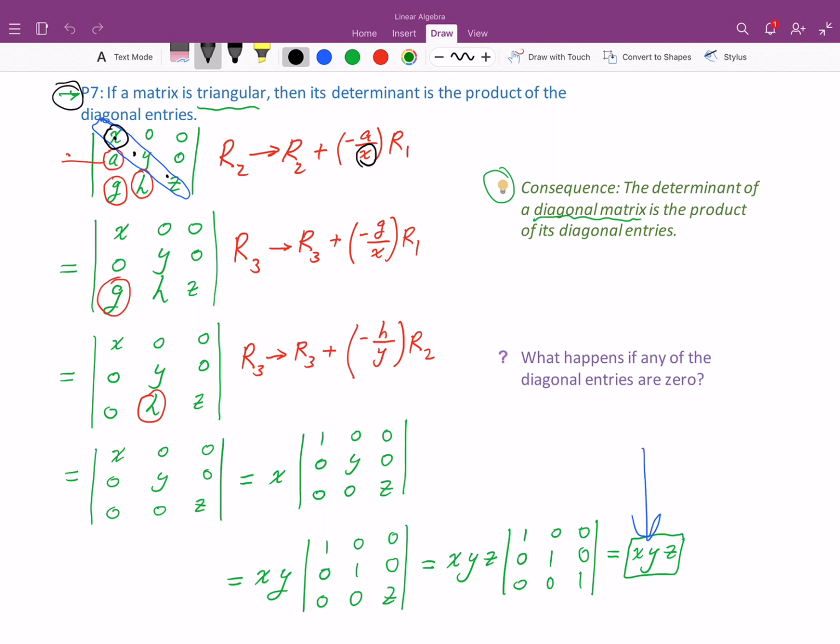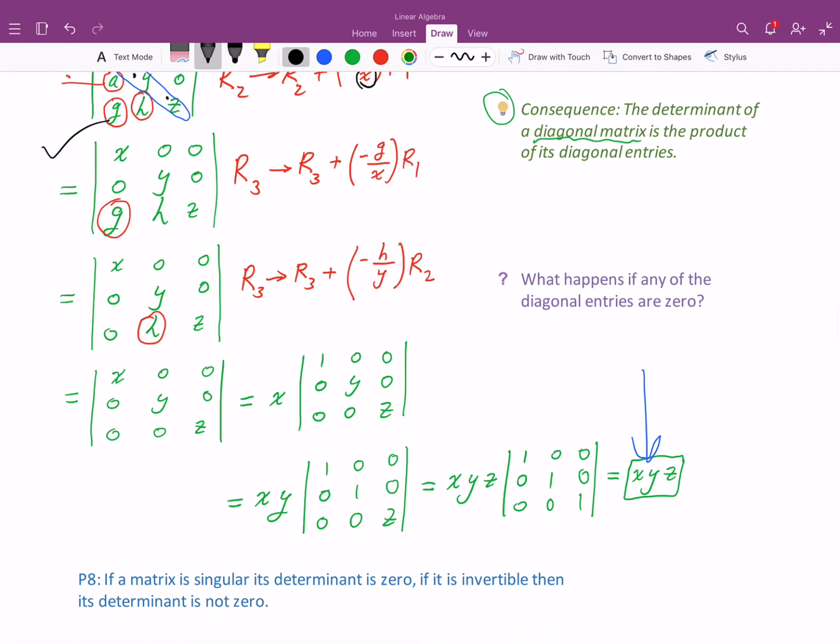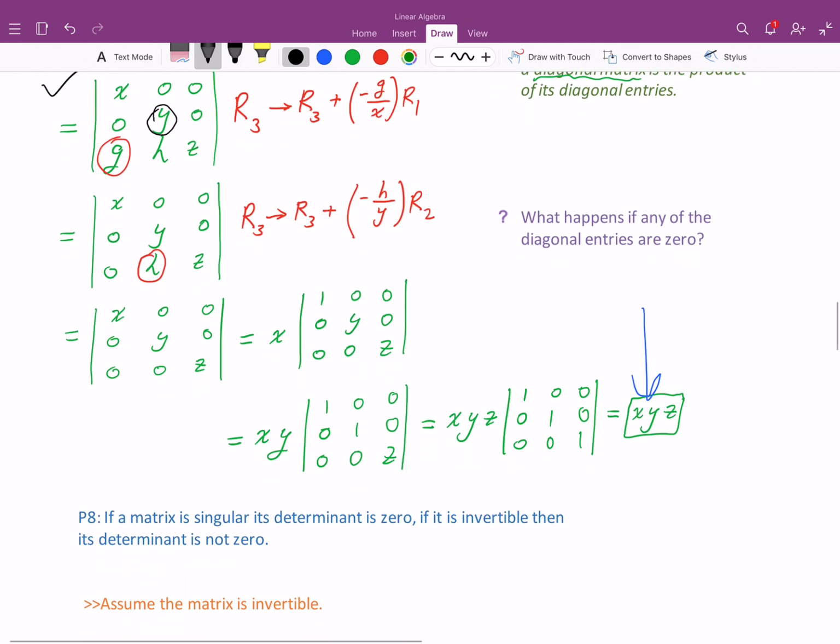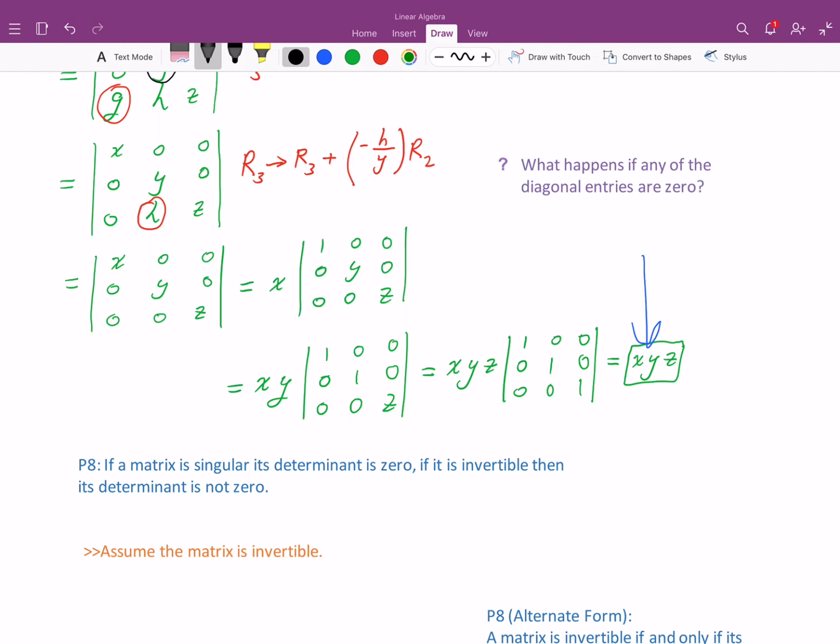Okay, well then suppose x is not 0 and y is 0. Then I could do this step, and I could do this step. But then if y were 0, I would get a row of zeros right here. Okay? And then the determinant would be 0, and so the property works. If x and y are both non-zero, we could go all the way to here.